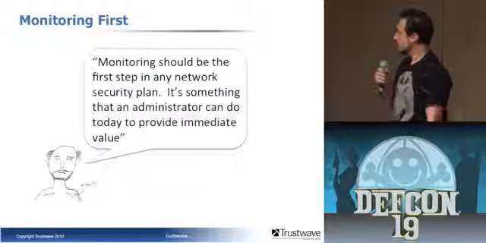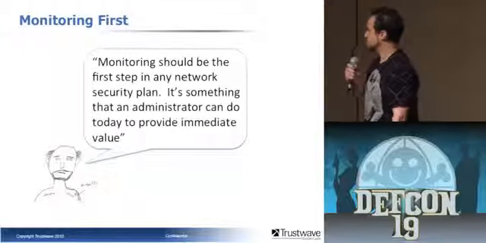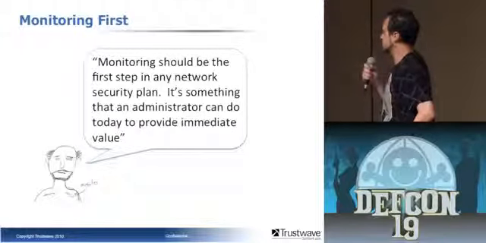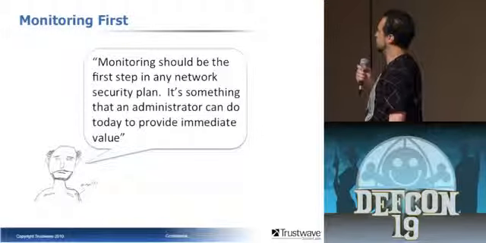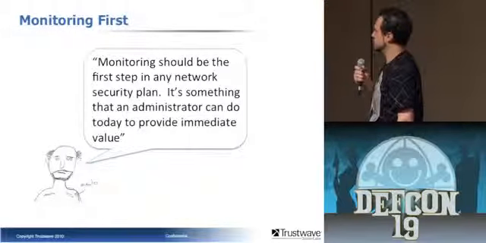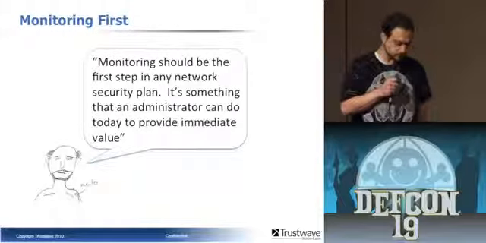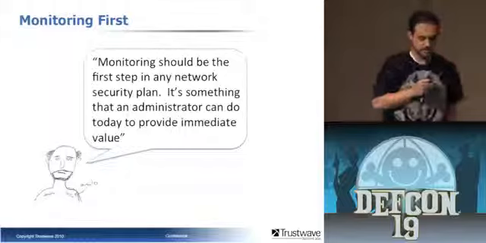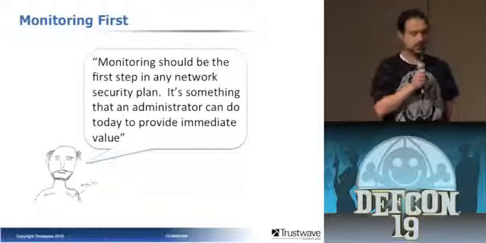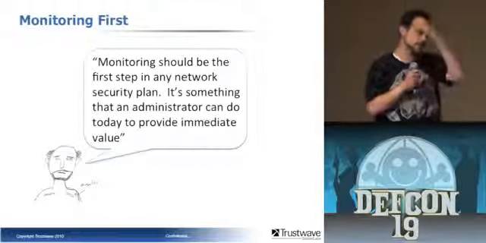But basically, what Bruce Schneier said in Cryptogram, actually 2001, about 10 years ago: monitoring should be the first step in a network security plan, something an administrator can do today to provide immediate value. So that makes me feel a little more legitimate in this talk. But that's the concept, right? If you know what's going on, you can do something about it.